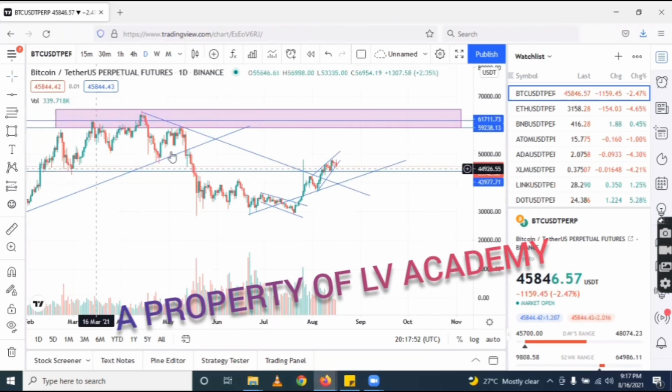They work hand in hand, both horizontal support and resistance and the trend line. We'll still talk about that when we get to triangles, wedges, ascending triangle, descending triangle, and the likes. Probably in the next class, we'll get to that.